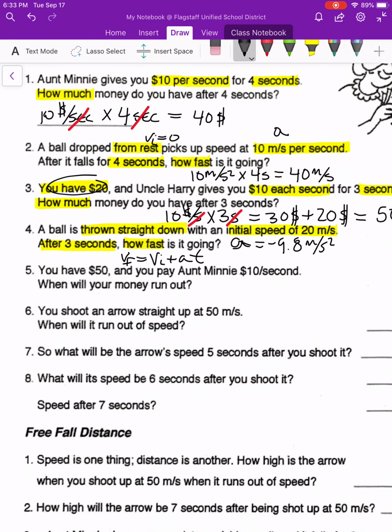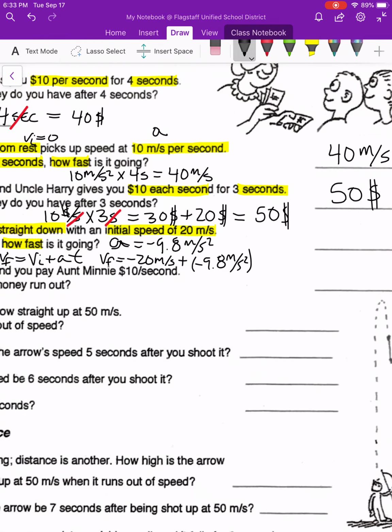Okay, so now basically I just plug in my variables, right? My final velocity is equal to my initial speed, which is in the negative direction, negative 20 meters per second, plus my acceleration, which is negative 9.8 meters per second squared, times time, which was 3 seconds, I believe. Yep, 3 seconds.